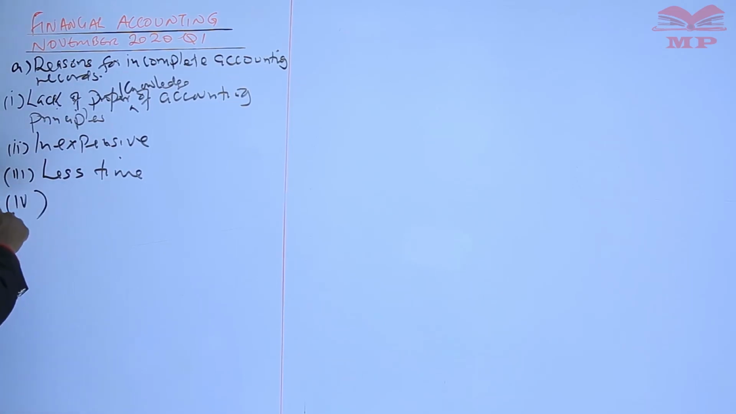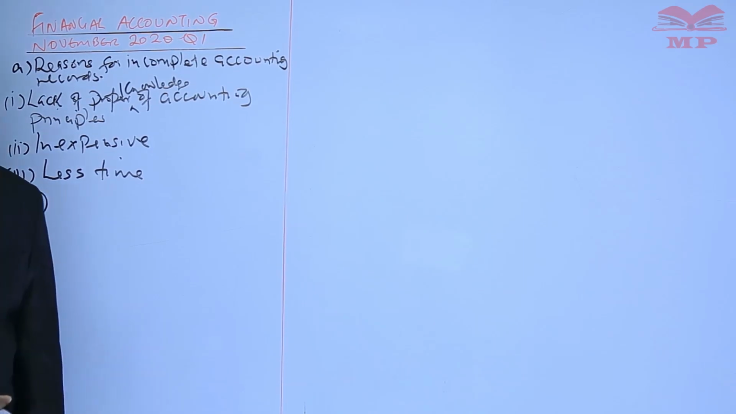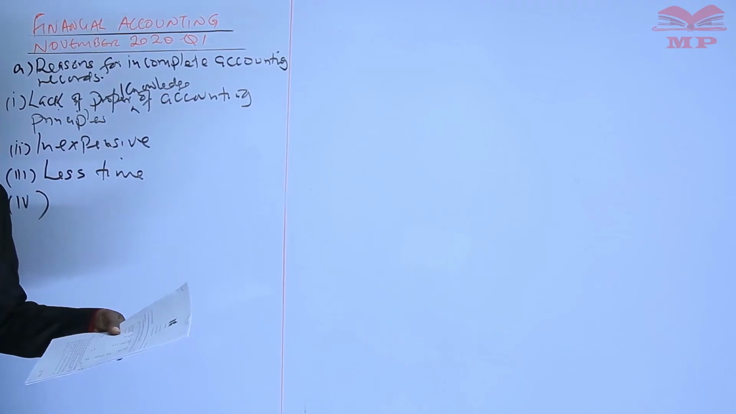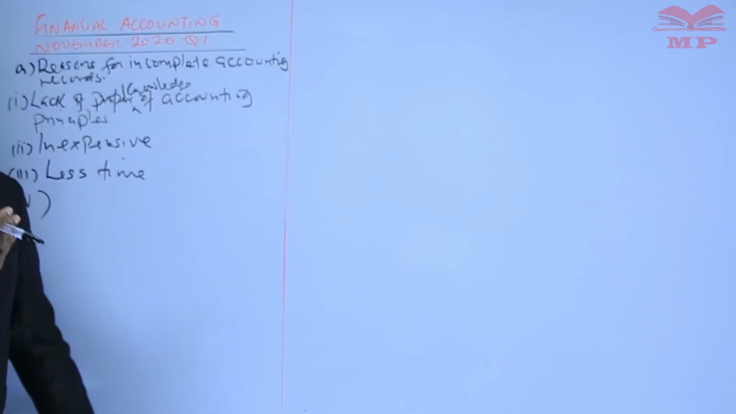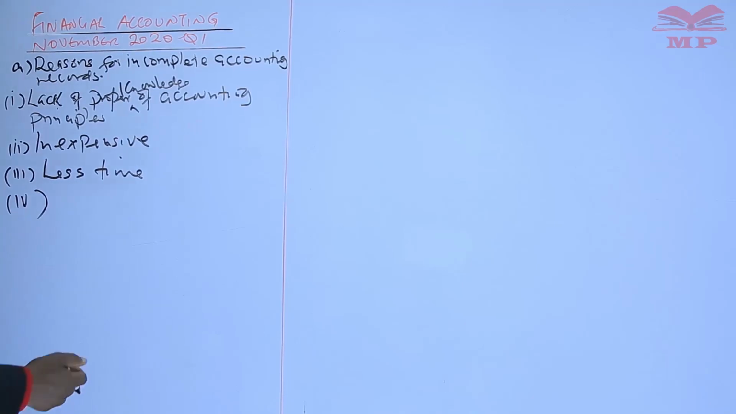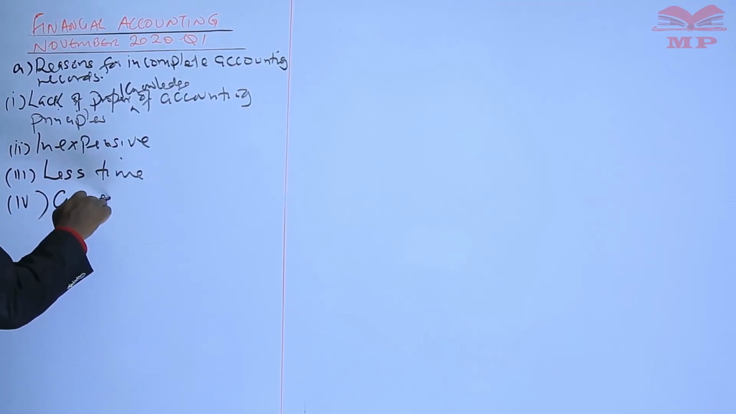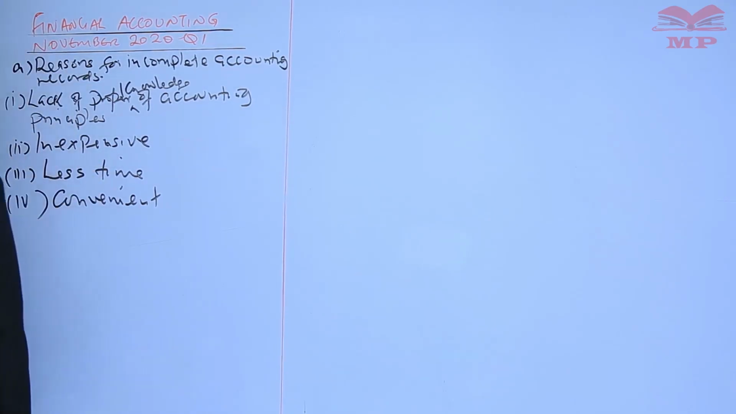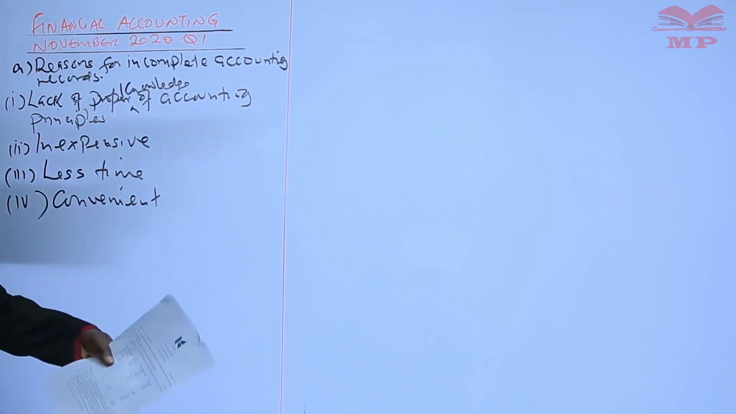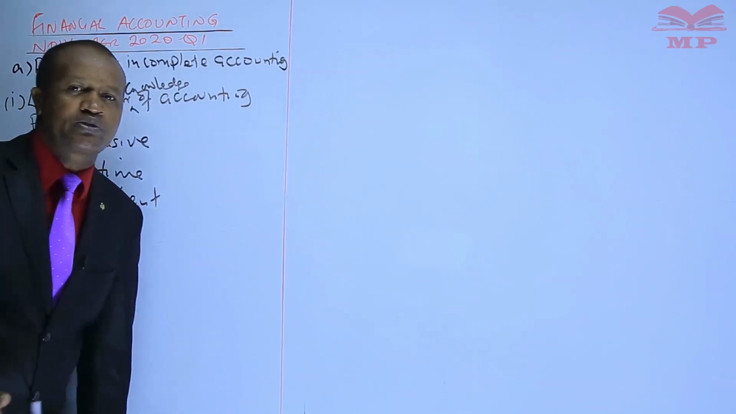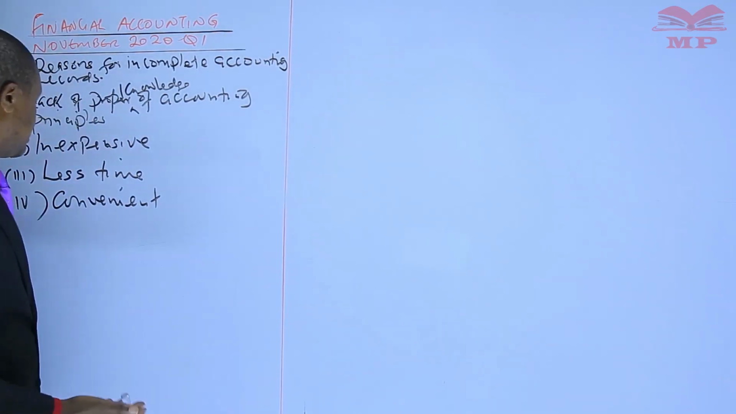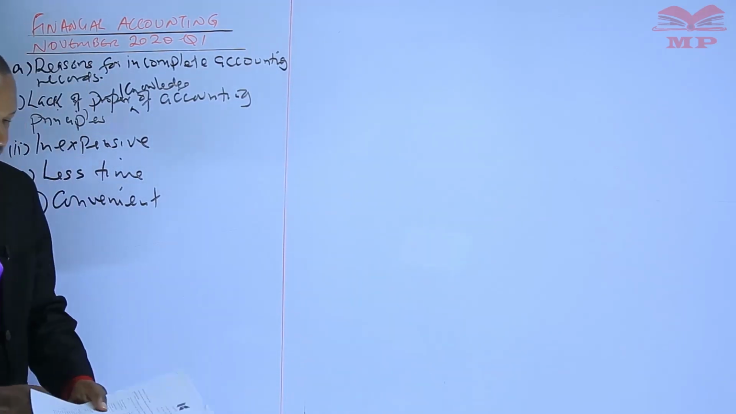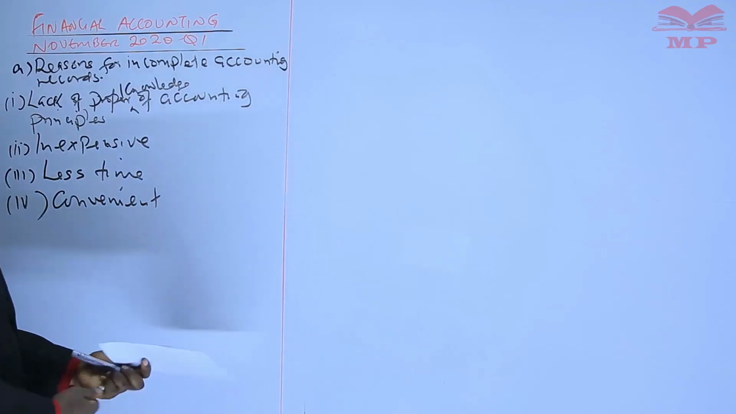The fourth reason for incomplete accounting records is that it is a convenient mode of maintaining records, as the owner may record only important transactions according to the need of his or her business. So these are 4 reasons, and this would earn 4 marks.